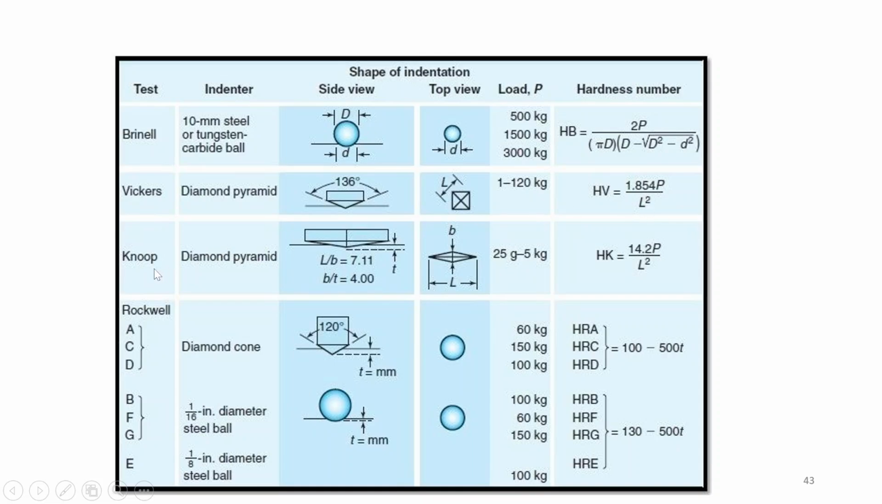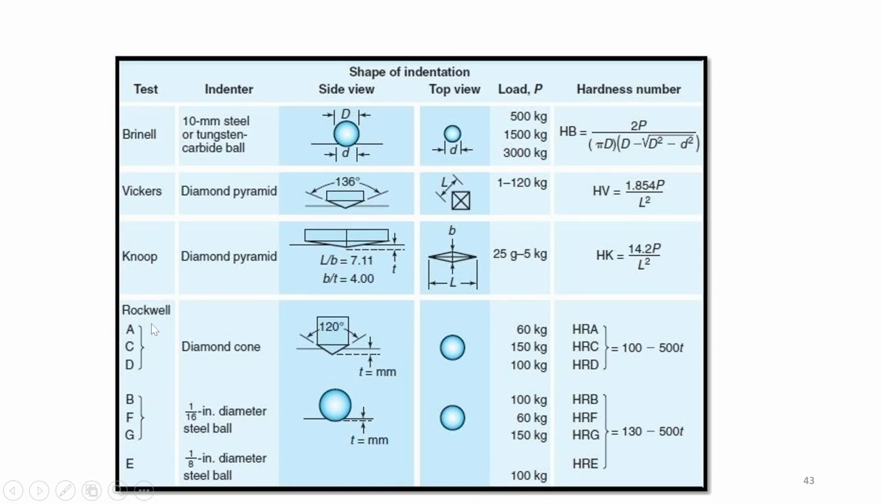In the case of Knoop, a diamond pyramid is used and L upon B is 7.11, B upon T equal to 4. Here T is the depth of penetration. Here you will be measuring the longer diagonal only, and this capital L is used in the formula, and the load used is between 25 gram to 5 kg.